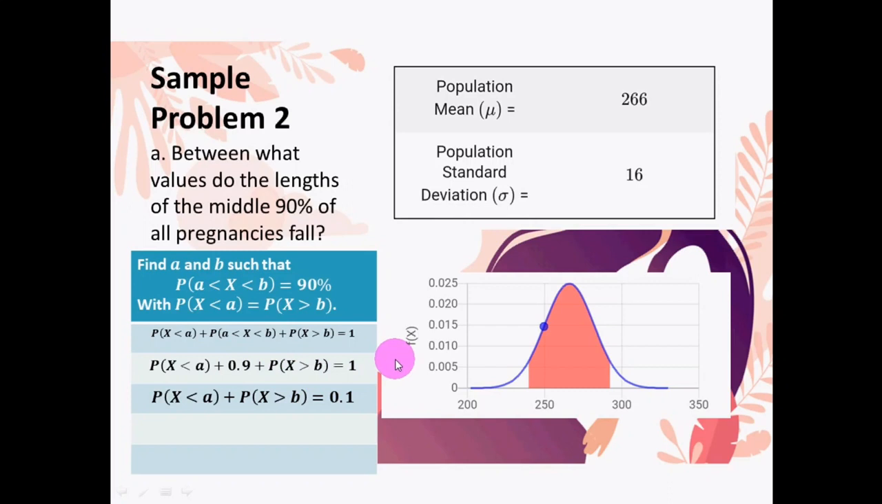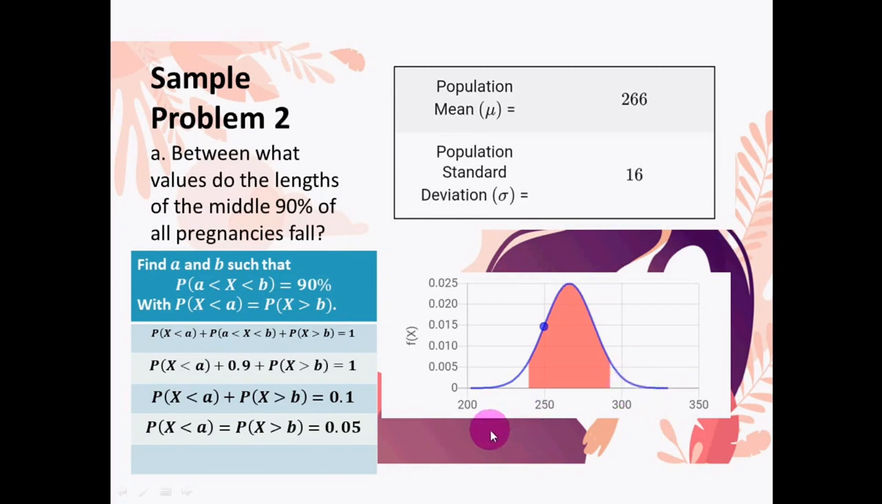So, yung right side magiging 1 minus 0.9 which is 0.1. Ngayon, if two equal values, their sum is 0.1, then each of them must be equal to 0.05. So it means this area here is 0.05 and this area to the right here is 0.05.